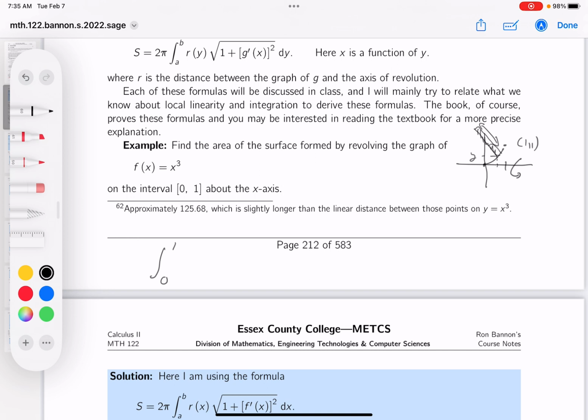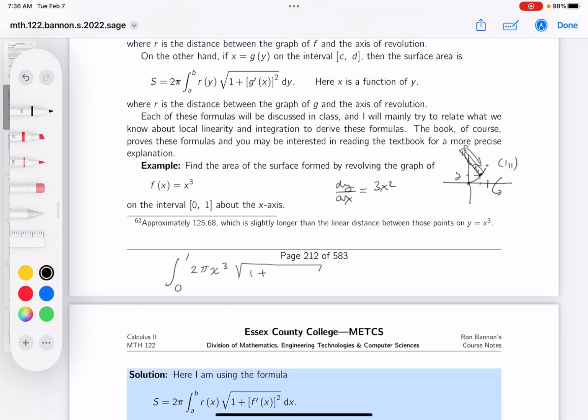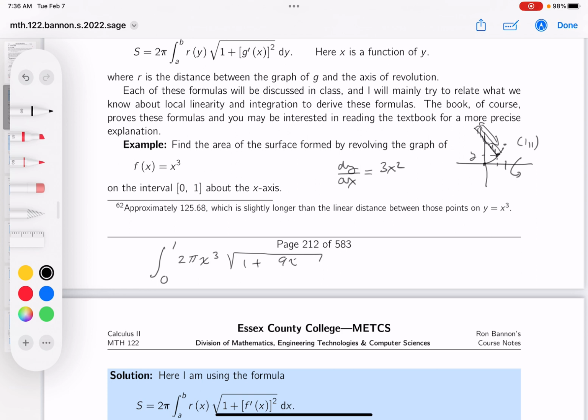All right, what's y equal to? Well, the y is just x cubed. So what's the radius going to be? It's going to be x cubed. And the circumference is going to be 2 pi x cubed. It's going to be the length over here. This is the arc length. And that's going to be the square root of 1 plus, well, let's see, I got to do the dy/dx, which is 3x squared. And I got to square that, which is 9x to the 4th.